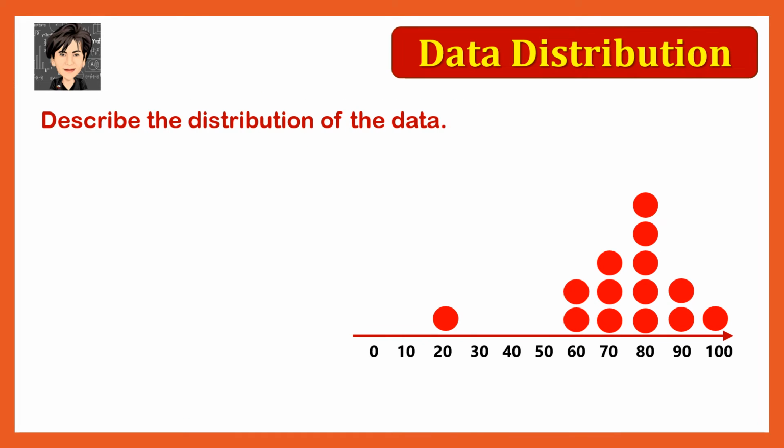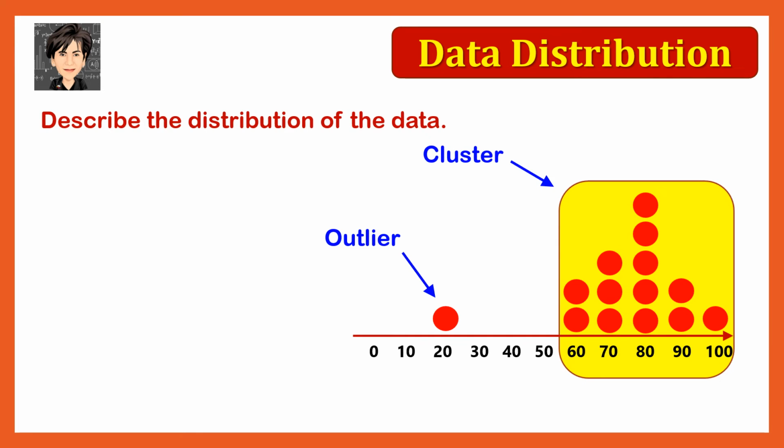Question: describe the distribution of the data on the following dot plot. Answer: the distribution of a set of data shows the arrangement of data values. The distribution is not symmetric and there is an outlier, 20. The distribution has a cluster of several data values within the interval 60 to 100. The value 80 is a peak because it is the most frequently occurring value.